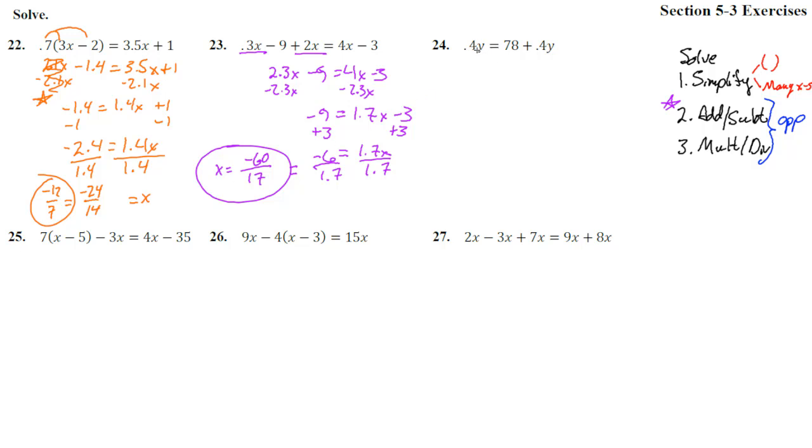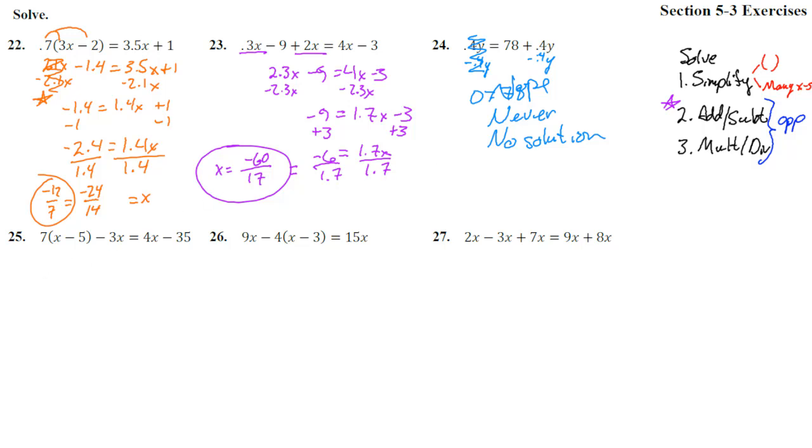Okay, number 24. 0.4y equals 78 plus 0.4y. Do we have any parentheses? No. Do we have many y's? We do. Let's get them together. Get this guy over to the other side, minus 0.4y, minus 0.4y, and we get 0. They are gone, equals 78. Now that's just a terrible thing to write. The y's are all gone. This is nope, never. That never happens, so this is a no solution one.